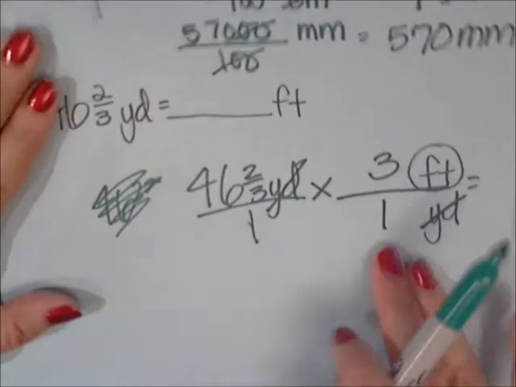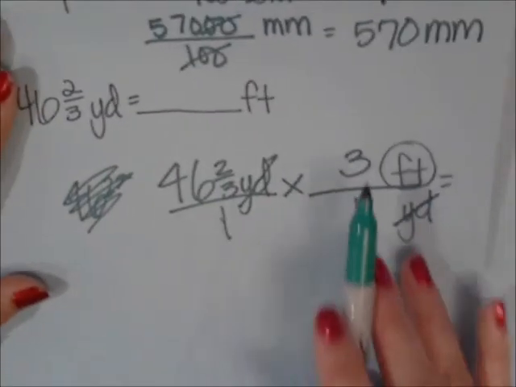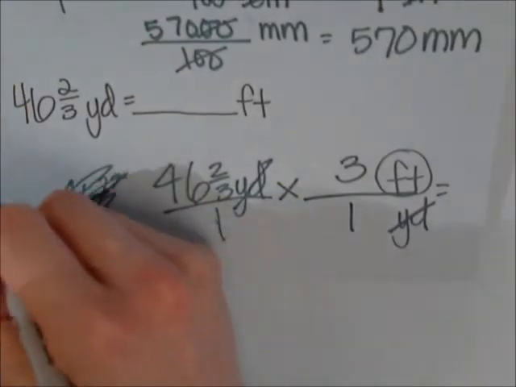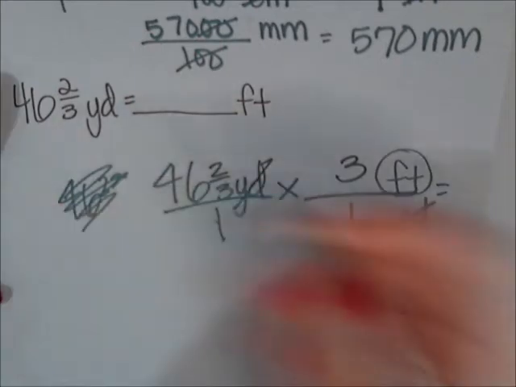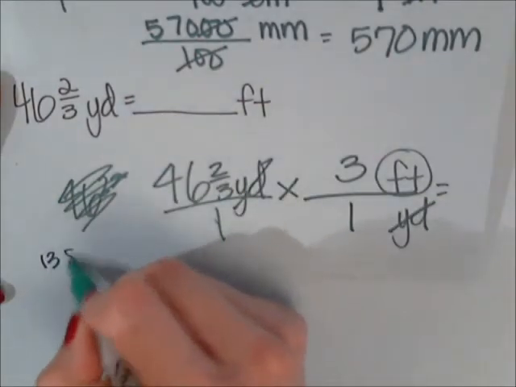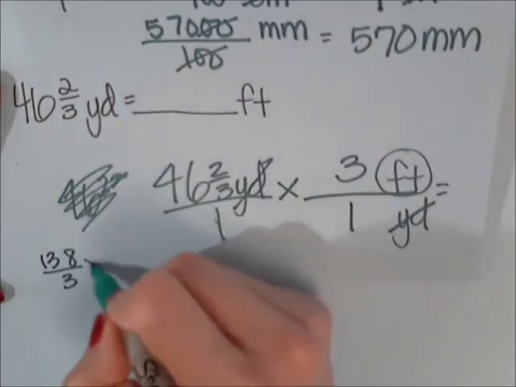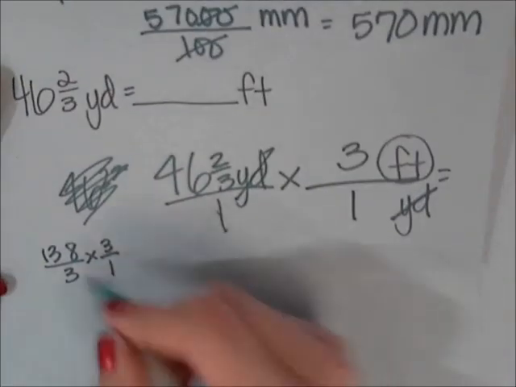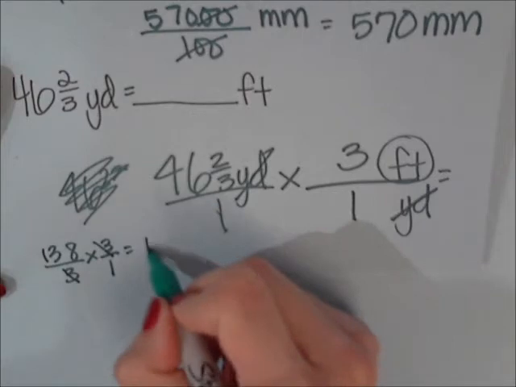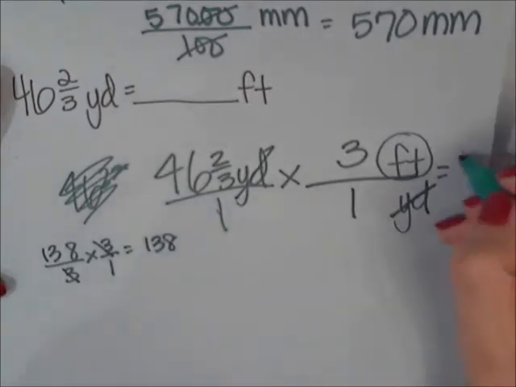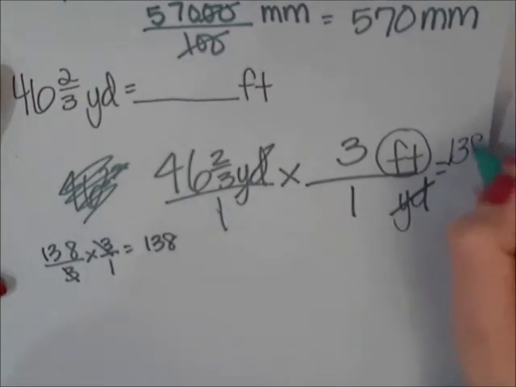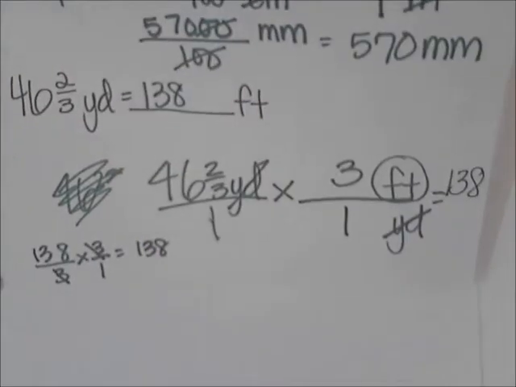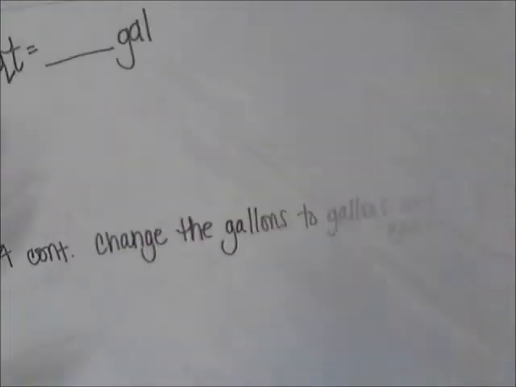Okay, so let me go ahead and do my side work to get my final answer. 46 times 3 is 138, so it's going to be 138 over 3 times 3 over 1. So I'm going to cross cancel that, and I will end up with 138. So my answer is 138 feet. Okay, moving on.